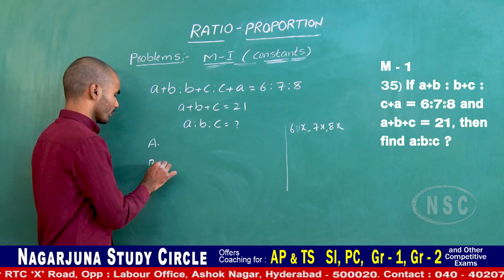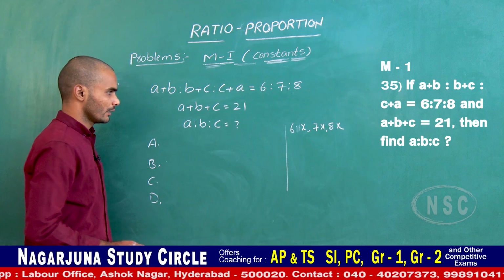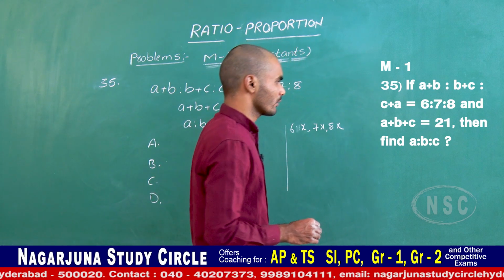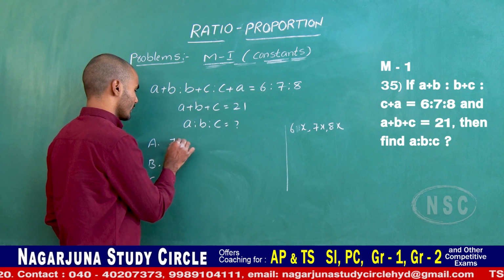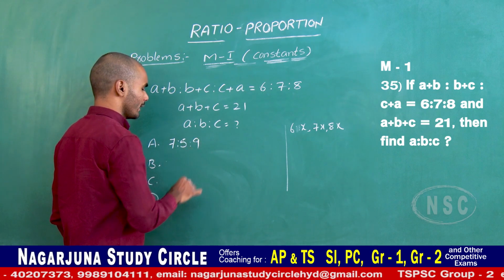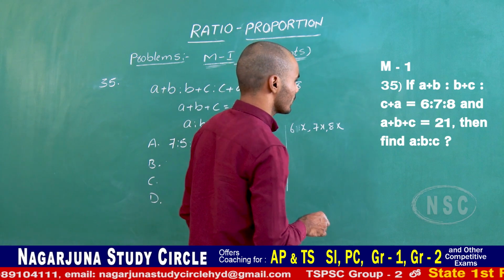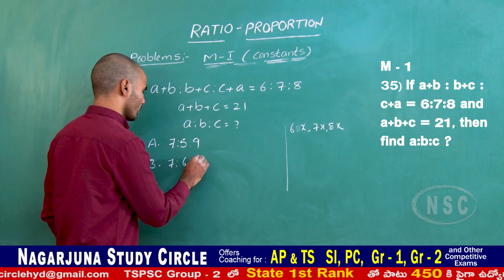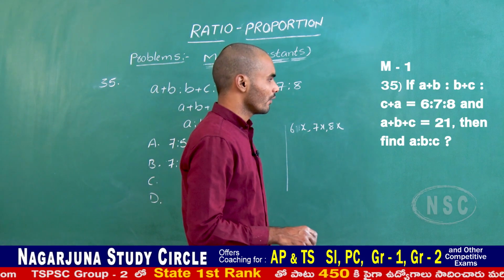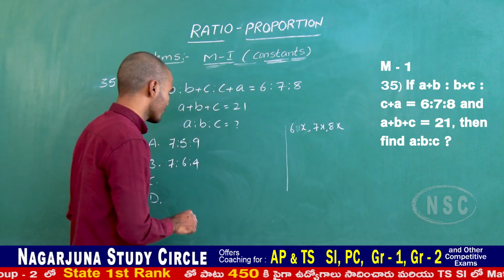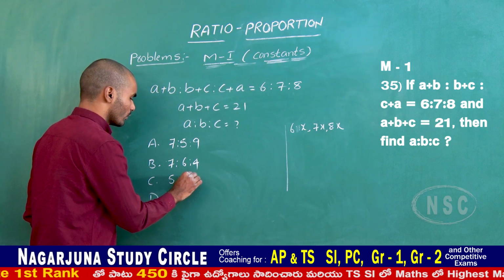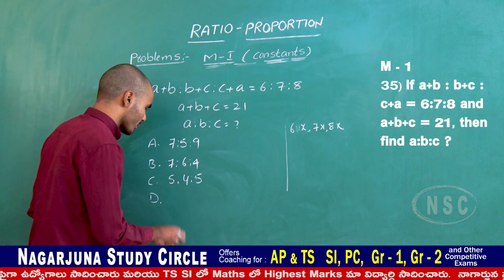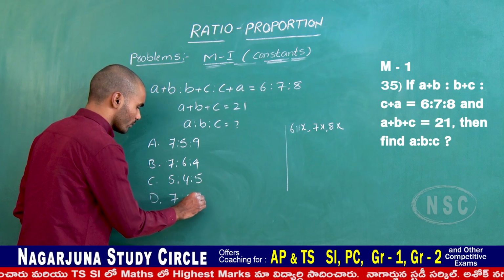Option A: 7 is to 5 is to 9. Option B: 7 is to 6 is to 4. Option C: 5 is to 4 is to 5. Option D: 7 is to 1 is to 6.